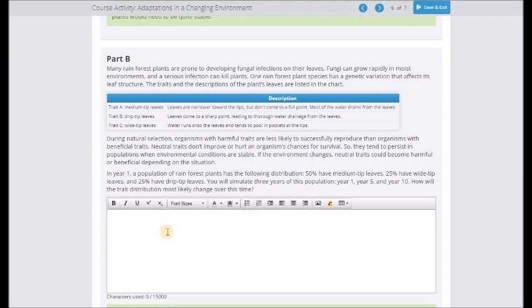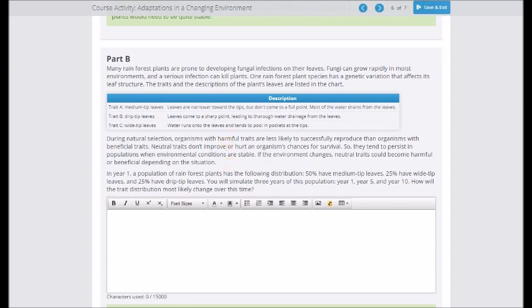Here you're just going to write and tell me what you think is going to happen. Is it going to stay the same? Are we going to have all 3 types still at the same ratio? Do you think some are going to go up, some are going to go down? Tell me what's probably going to happen in year 1, year 5, and year 10. Now you have to think about it. If fungus kills these trees and fungus grows in moist environments, are all 3 of these traits good for it, bad for it, some good, some bad?